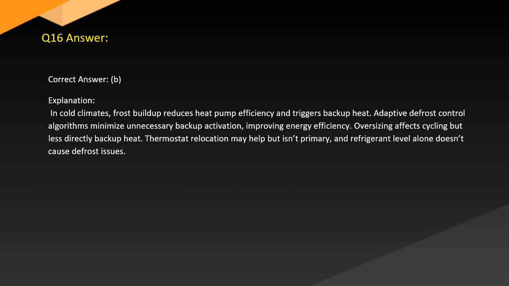Answer. Correct answer, B. Explanation. In cold climates, frost buildup reduces heat pump efficiency and triggers backup heat. Adaptive defrost control algorithms minimize unnecessary backup activation, improving energy efficiency. Oversizing affects cycling but less directly backup heat. Thermostat relocation may help but isn't primary, and refrigerant level alone doesn't cause defrost issues.